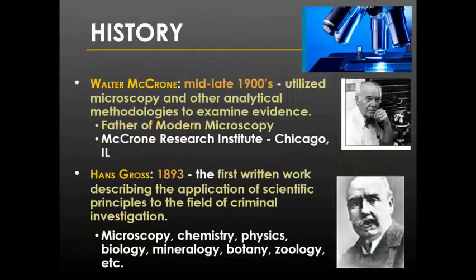Hans Gross happens to be the man who pretty much started forensic science. He was the first one to write anything with regards to describing how to apply scientific principles to criminal investigations. And not just a particular field of science, but all different studies, not just microscopy, but chemistry, physics, zoology, botany, mineralogy, all different areas of science. And their principles can be used and applied towards criminal investigations.